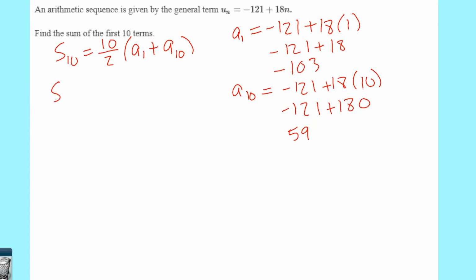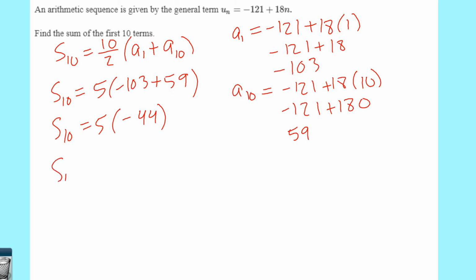So we plug that in. The sum of the first 10 terms is now 5 times negative 103 plus 59. So 5 times, what is that going to be? Negative 44. And 5 times that is going to be negative 220. There's your answer.